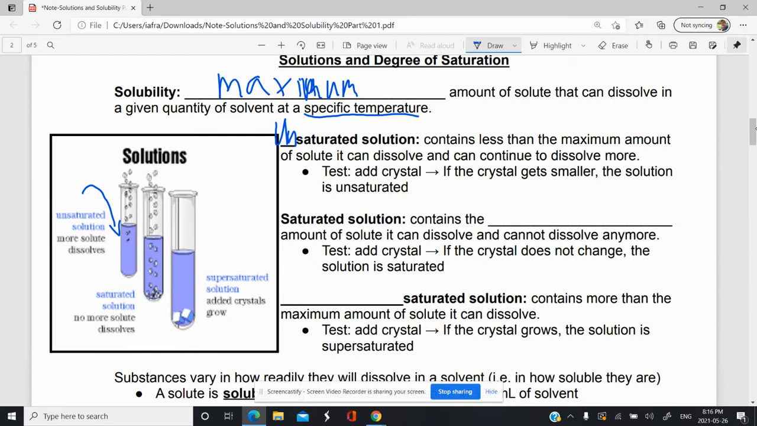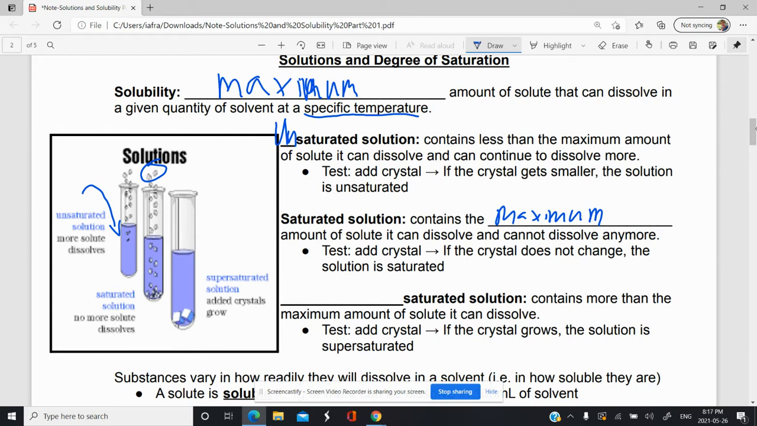A saturated solution contains the maximum amount of solute that can dissolve in that solvent. And so you can't dissolve any more. To test that out, you would add a crystal of your solute. And if the crystal does not change in size, then you know you're not really dissolving anymore, so you know that you're full. So if your solvent can hold a maximum of 50 grams of solute, and you already put 50 grams in there, then you're saturated.